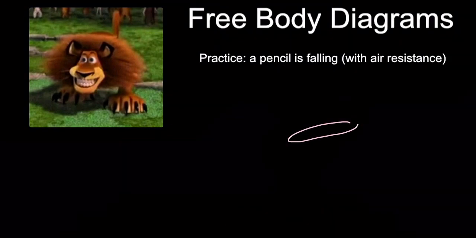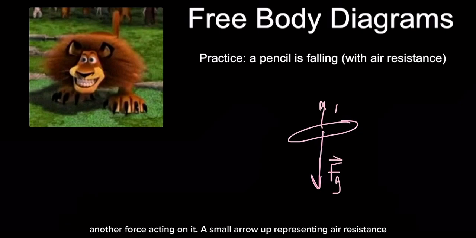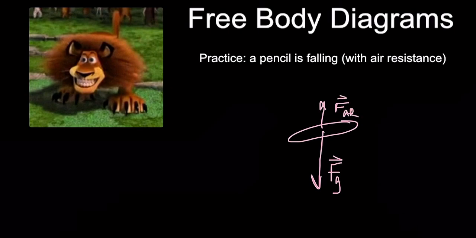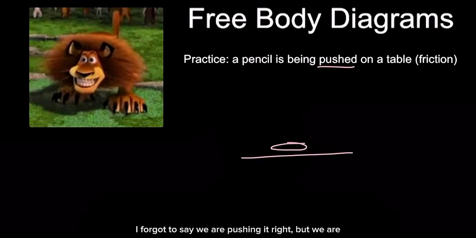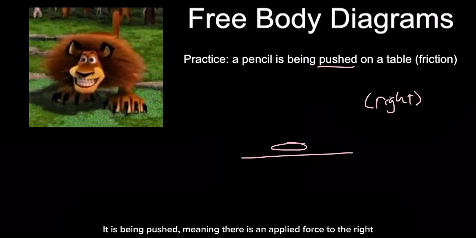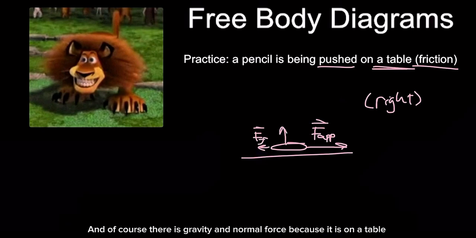Next one. It will be quite similar to the first one, but this time there is another force acting on it. A small arrow up representing air resistance. Next one. I forgot to say we are pushing it right, but we are. It is being pushed, meaning there is an applied force to the right. But there is friction as well, opposing the applied force. This is shown by drawing an arrow to the left, and of course there is gravity and normal force because it is on a table.